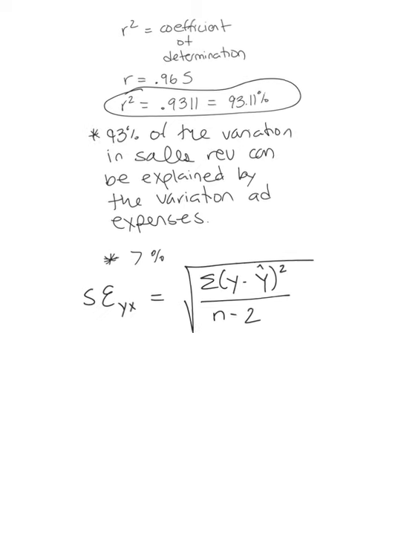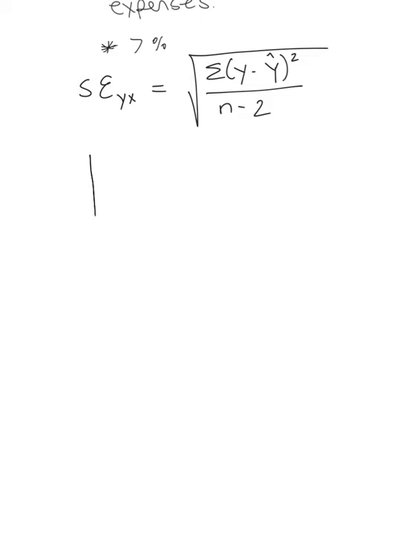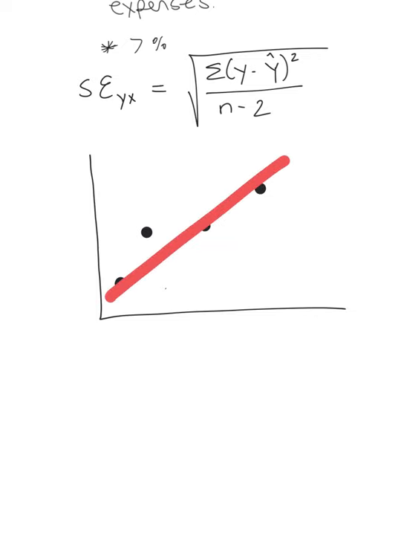Okay, so let's set this up. Now, when we look at a scatter plot of this data, as we've done a few times already, something like this, we ended up with our regression equation here. Our regression equation was y equals 1.5 plus 2.2x. This is, of course, ad expenses, and this was sales revenue. Now the standard error helps explain basically how well this line fits the data.